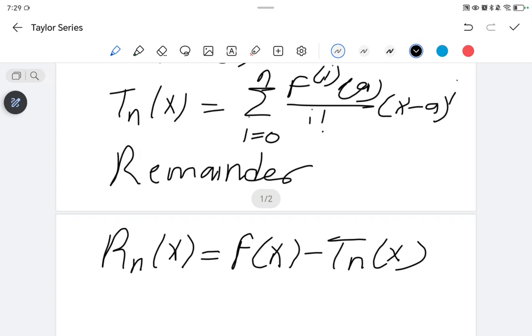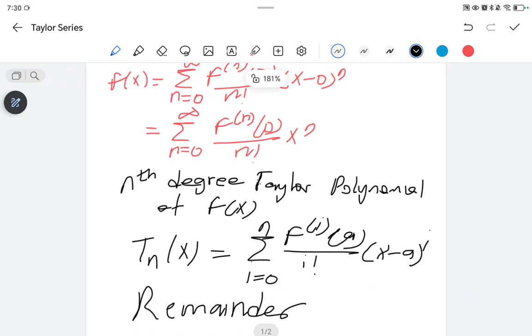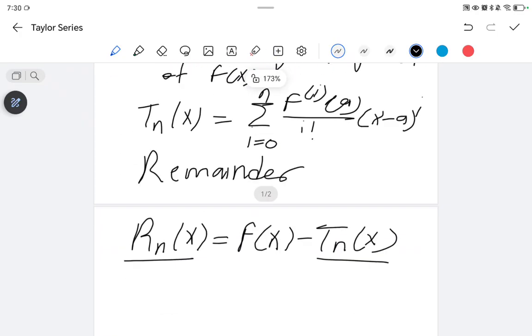Sometimes they can give you the remainder and the nth degree polynomial, and then say find the function. You can find the function by just taking this to the other side. That will be simple. Is there any question here before we go to the application?